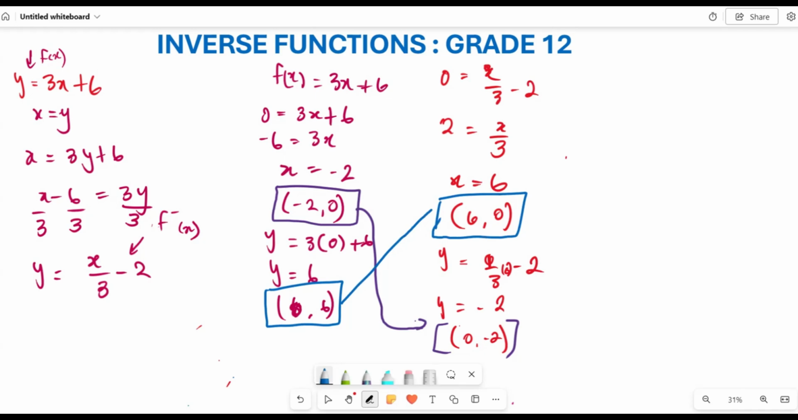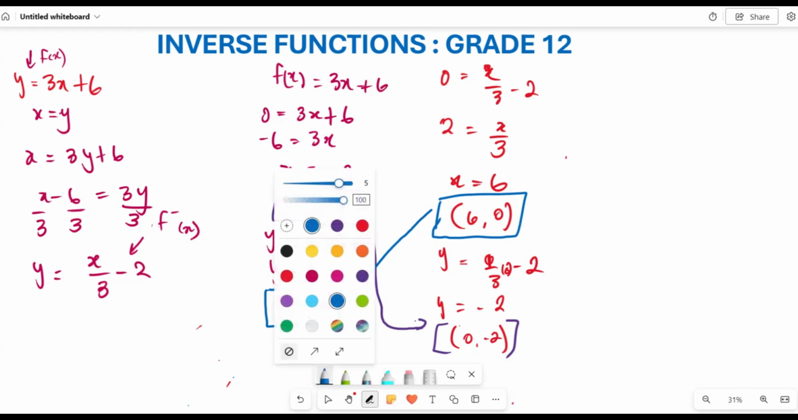Now, I want you to look at something. Are you not seeing the values that have been switched in here, right? Are you not seeing where you had your value of x, now you have it as your value of y, where you had your value of y, you're having it as your value of x, right? So this is what we mean when we say inverse, right?